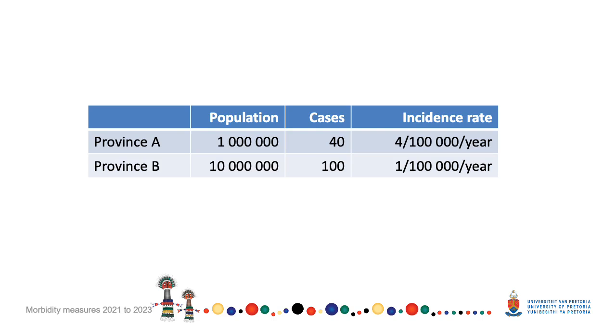And here we have it. In province A, the incidence rate is 4 per 100,000 per year, whereas in B, it is only 1 per 100,000 per year. So the people in province A have got 4 times the risk of this disease than the people in province B. A warning that comes from this example: always compare incidence rates. Don't just compare the number of cases.